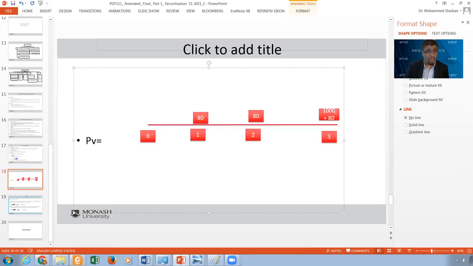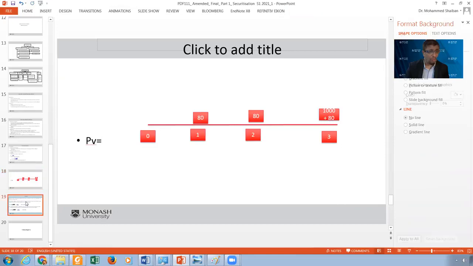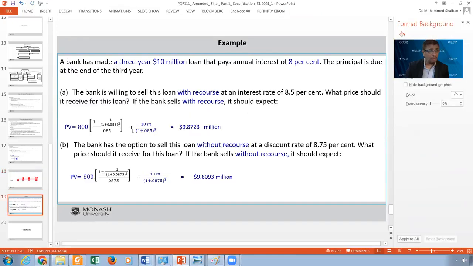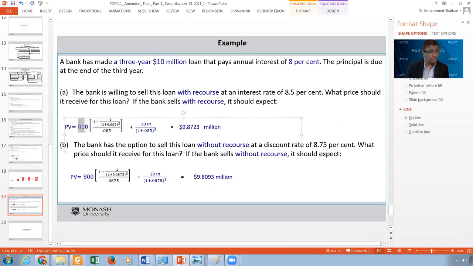We have annuities and we have a single amount. If you look at the problem here, this is the annuity, the 800 million interest for 3 years, plus the 10 million discounted. And this is the price of the loan that the buyer has to pay to the seller now to get this future cash flow.